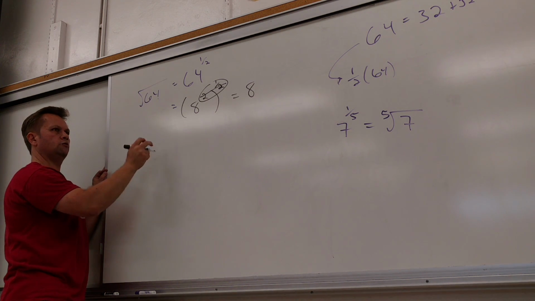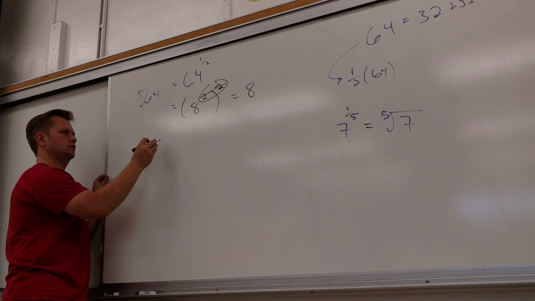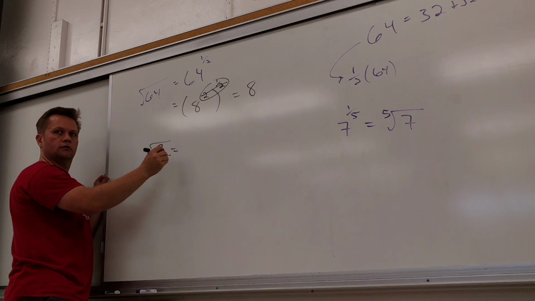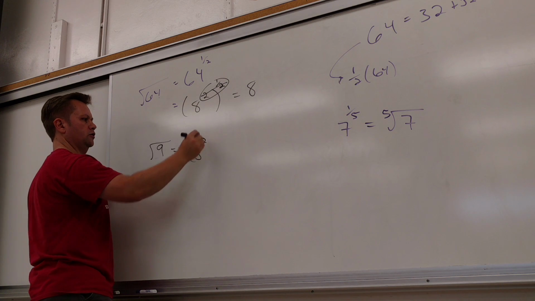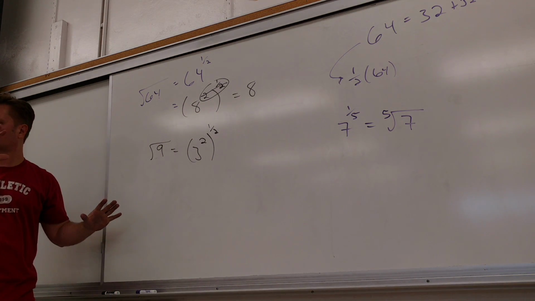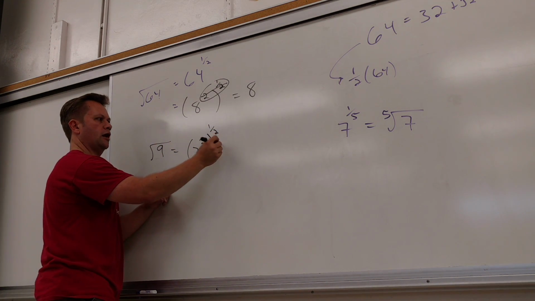So what if I had... How do I explain this? Let me see. So what if I had the square root of 9? So that's 3 squared to the 1/2 power, right? And that would be 3.